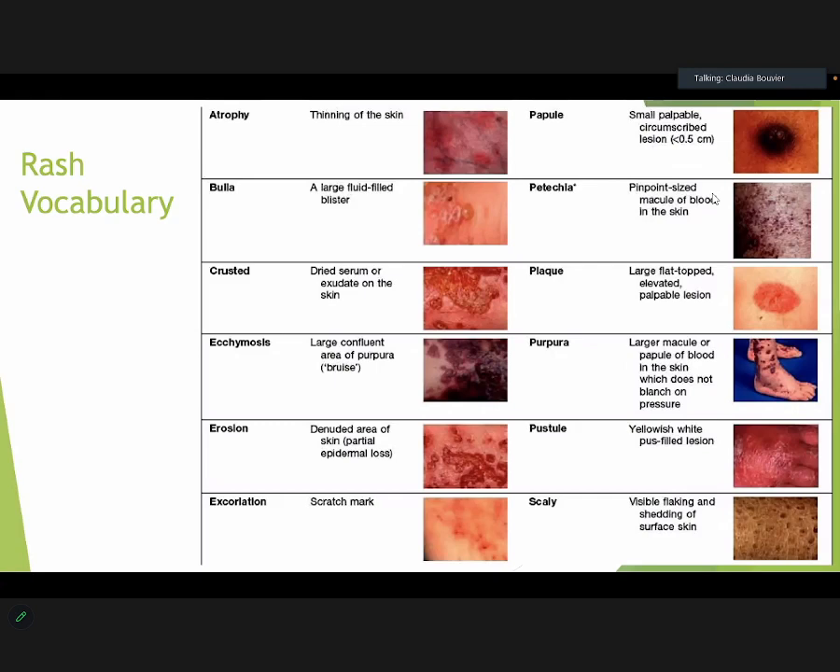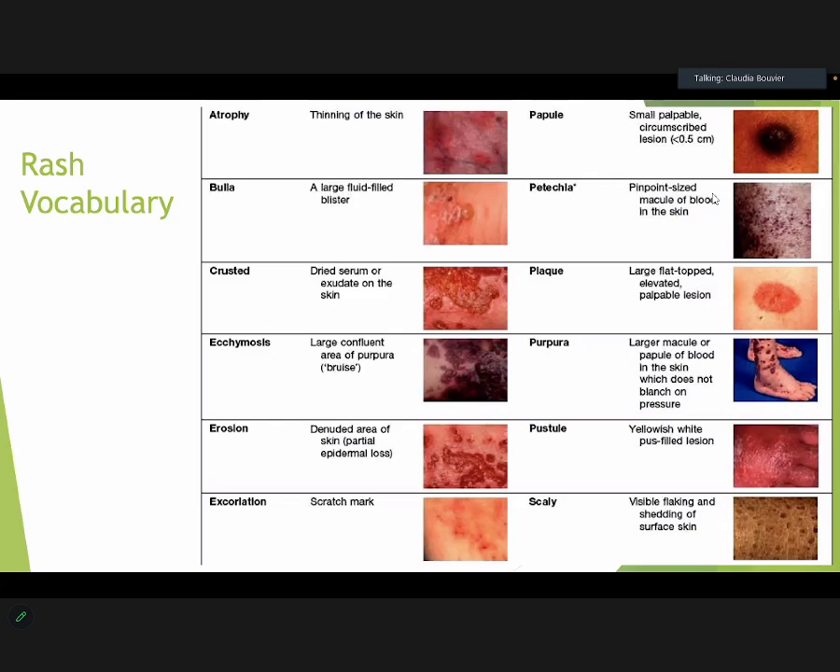You can see an area of skin that's kind of eaten away at itself. Excoriation is scratch marks. A papule, or small papule, is a very small circumscribed lesion, typically slightly raised. Petechiae are pinpoint macules of blood in the skin. These are usually from blood vessels. A plaque is a large, flat-topped, elevated, palpable lesion. And then we talked about purpura. A pustule is a yellowish-white, pus-filled lesion. And scaly is when it's visibly flaking, shredding.